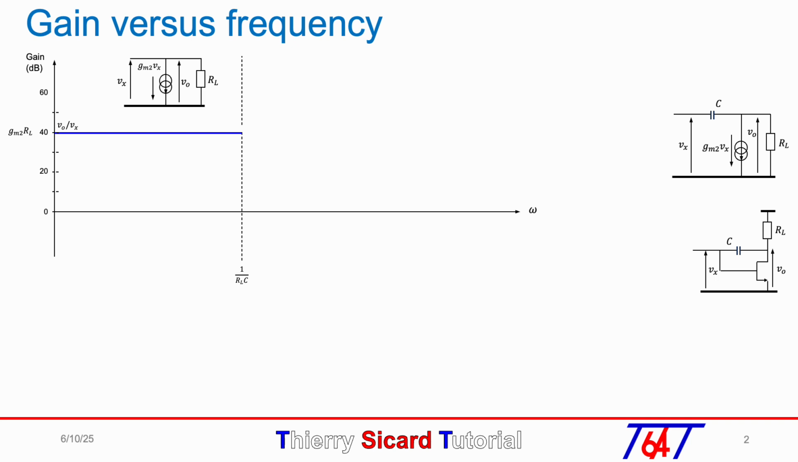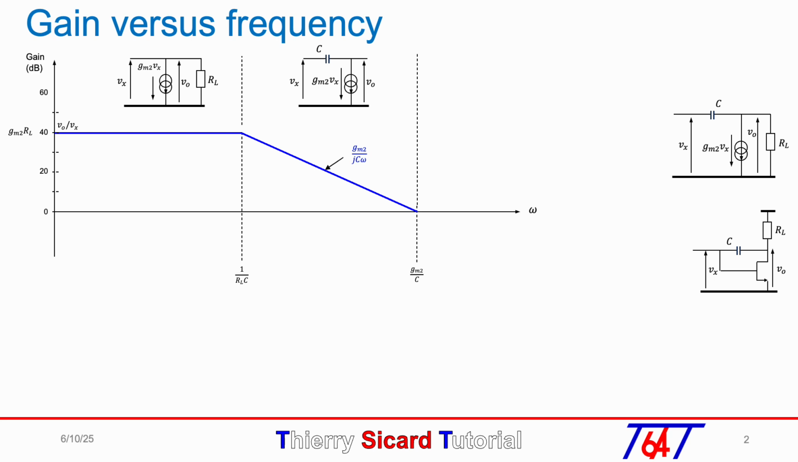When the angular frequency is higher than the pole 1 over RLC, the majority of the GM2 Vin current will flow in the capacitor C, so the gain will decrease versus frequency with the equation GM2 over jCω. A simplified small signal is plotted, showing only the capacitor C as a load.